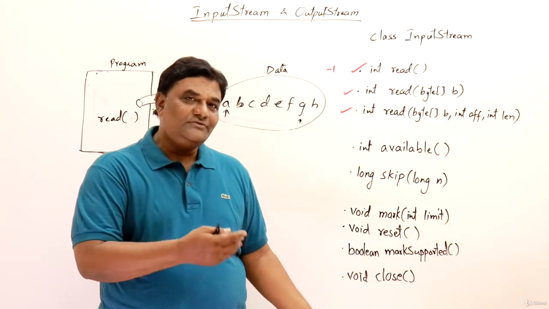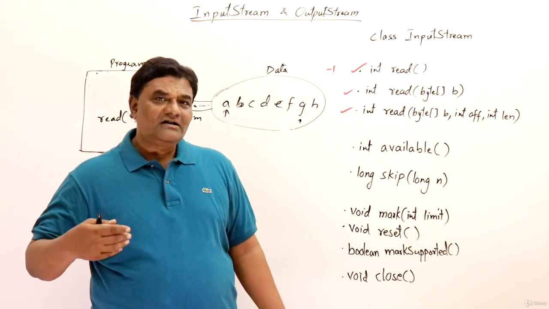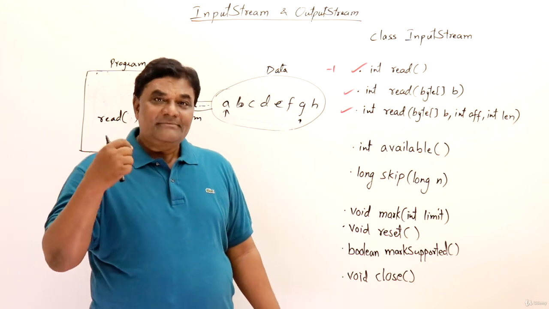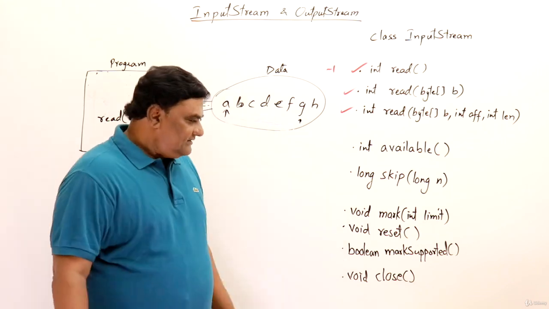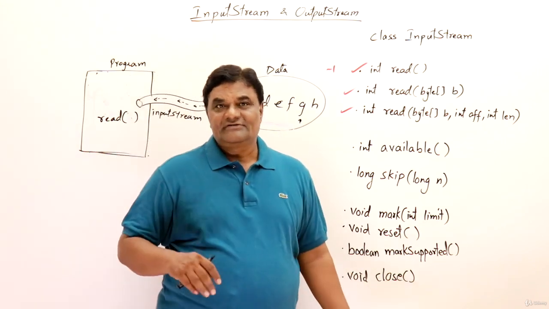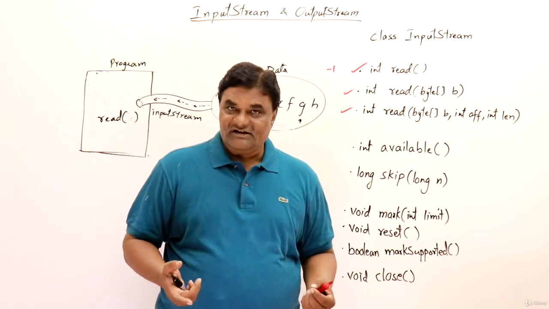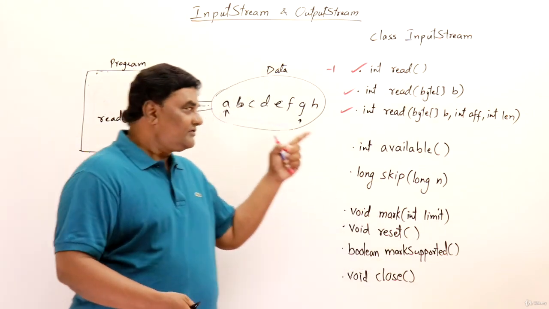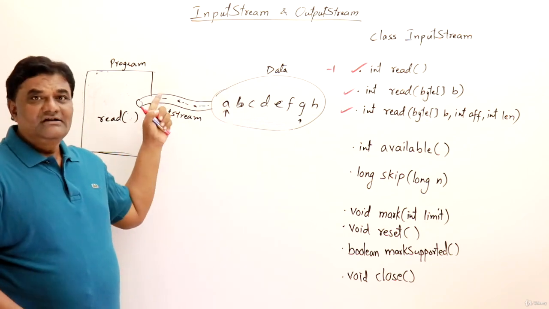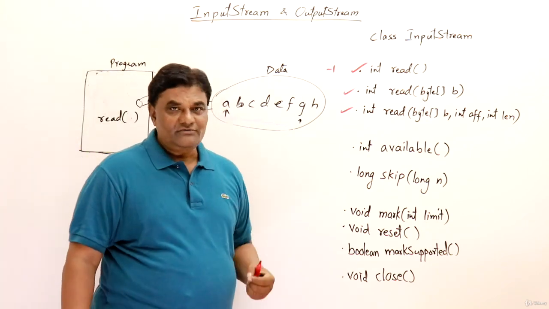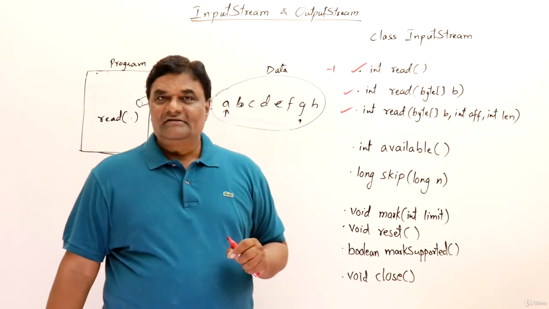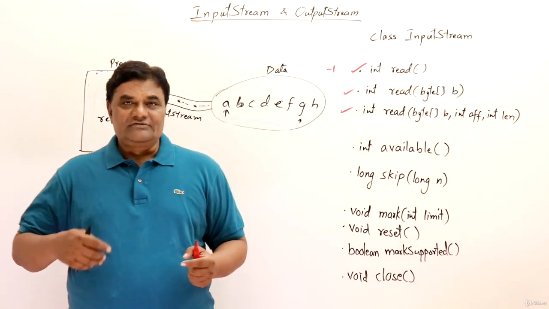If it is true, then you can use the mark. So before using mark, make sure that it is supported or not. Then the last thing is close. After using a resource or a stream, you should close the stream. A stream is like a resource, it is used for accessing a resource, so you should close that resource. Close is the important method. After you have finished, you should close it.